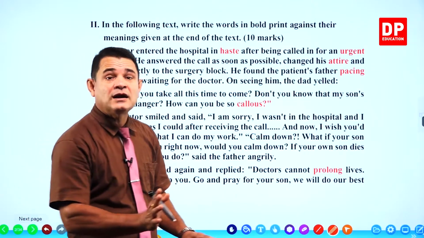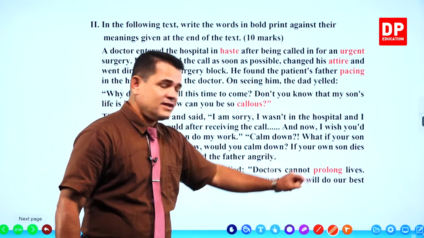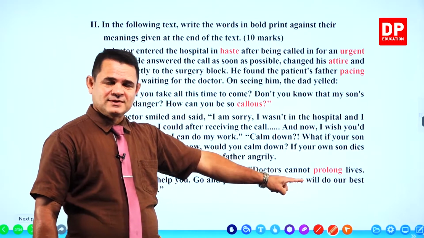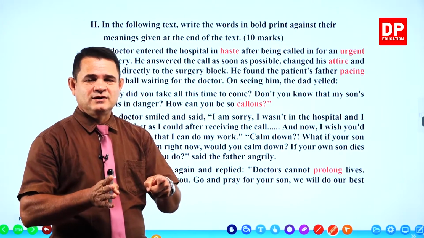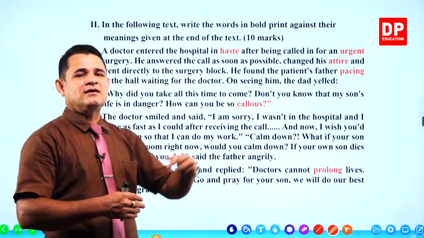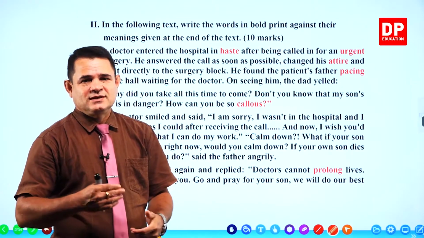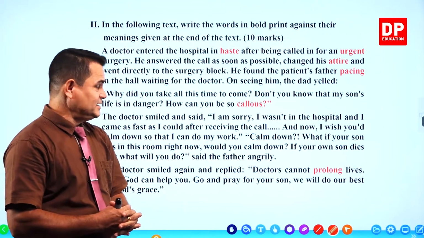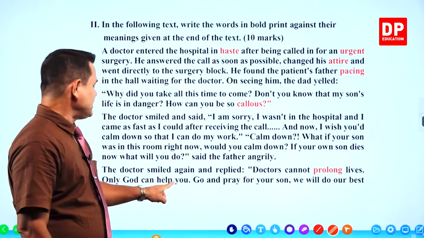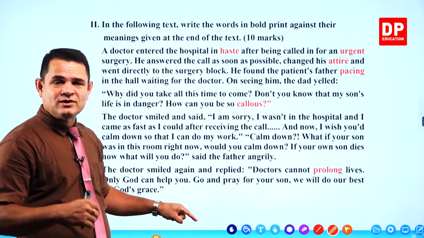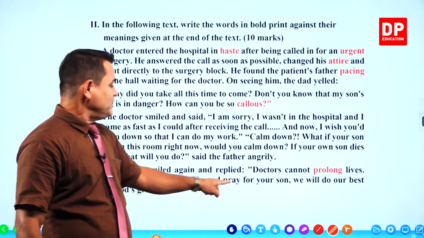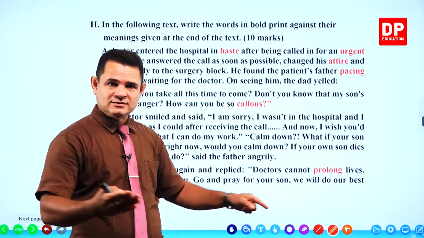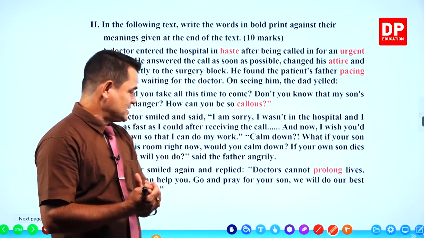Doctors cannot prolong lives. Now you have to guess the meaning. If someone is to live 100 years, a doctor cannot make it 110. They can't do such things, he said. Only God can help you. Go and pray for your son.